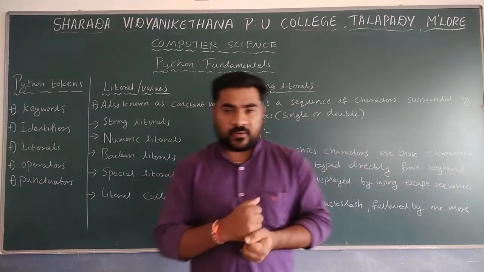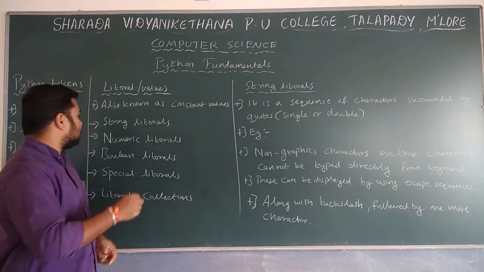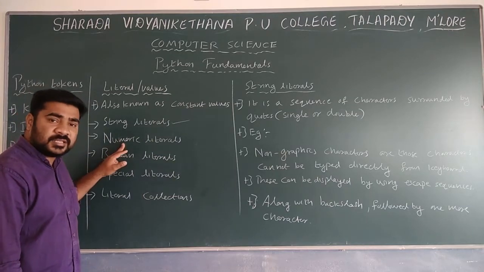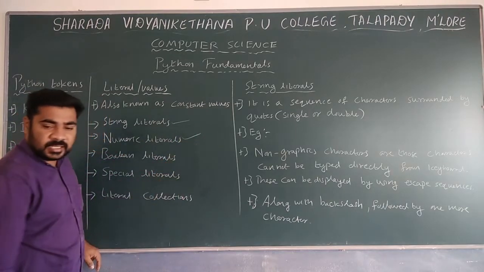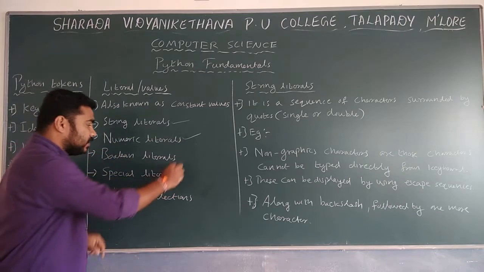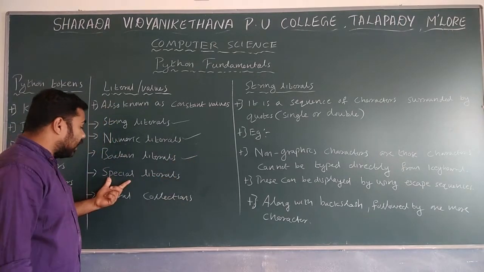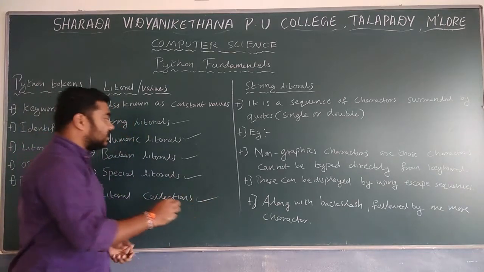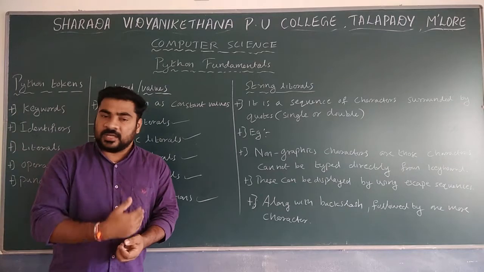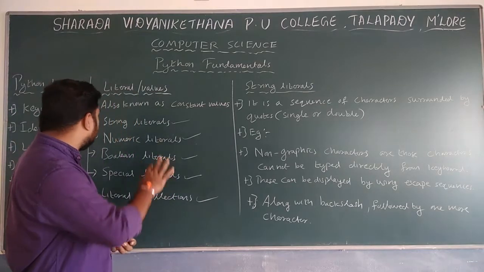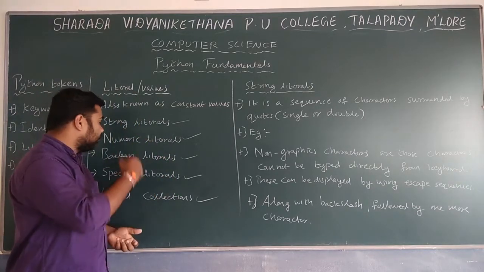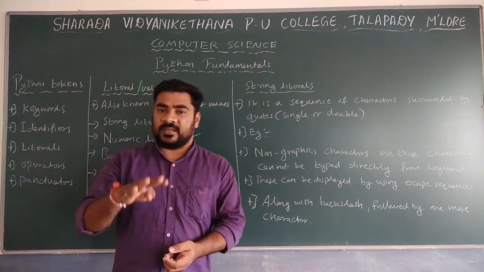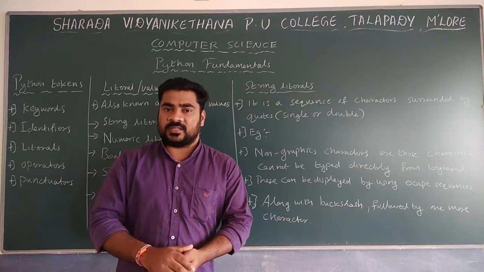There are different types of constant values. First is string literals, next numeric literals, next boolean, and also special literals. The last one is literal collections. Leaving aside literal collections, mainly four types: string literals, numeric literals, boolean literals and special literals. These are the four types of literals we are going to discuss in this session.